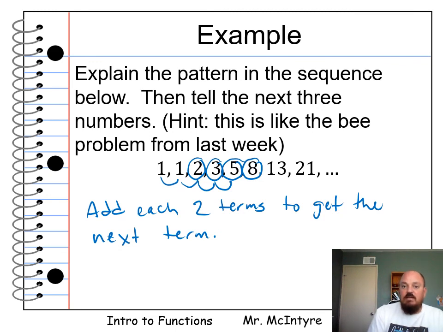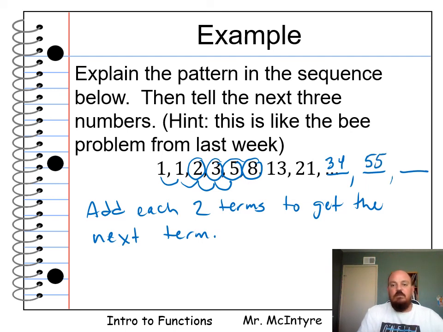Then once you recognize that, remember, once you've found the pattern, finding the next 3 terms is the easy part. So to find the next term, the next blank spot I just drew in, I would do 13 plus 21, and that gives you 34. And then to find the next one, I would do 21 plus 34, and that gives you 55. And then to find the next one, I would add the 2 I just made. I would do 34 plus 55, and that would give you 89. And those are your next 3 terms.